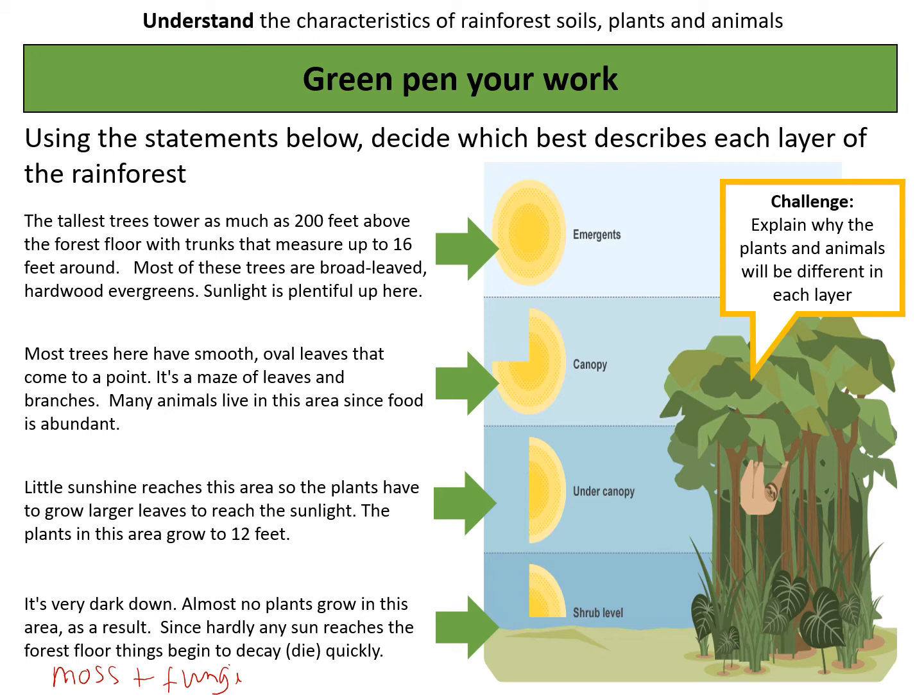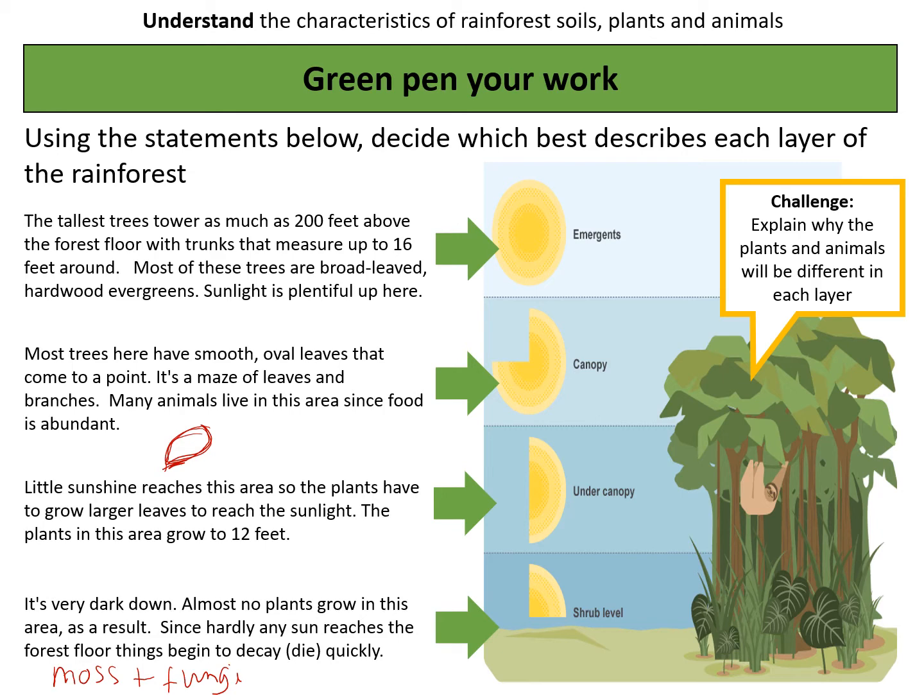In the under canopy, there is still little sunshine, so the plants have to grow larger leaves to reach the sunlight. So they might have to be reaching up into the canopy layer in order to get sunlight. And many of the plants in this area grow to roughly 12 feet. In the canopy layer is where most of the trees are, and we kind of already knew that anyway from the previous activity. The leaves are oval shaped, so they kind of look like this. And that means they're known as drip tips, which means that when the water falls onto the drip tip, it will be able to fall off the end, which means that the water won't collect on the leaves, and therefore they won't start to sag and droop.